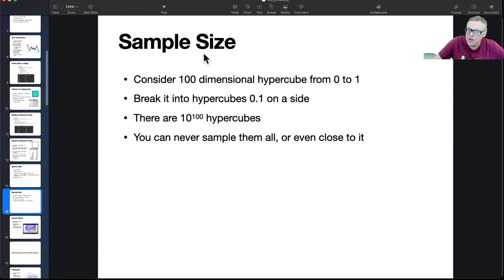Here's another way to look at it. If you have a 100-dimensional hypercube from 0 to 1, and you decide, I would like to have at least 10 points across this, 0.1. I'd like to have points at 0, 0.1, 0.2, 0.3, and so on. Then how many hypercubes are there, 0.1 on a side? Well, there's 10 in this dimension and 10 in every other dimension, so there are 10 to the 100 hypercubes. So it would take 10 to the 100 samples to get even 10 points across each dimension. So there's no way you could ever have that amount of data.